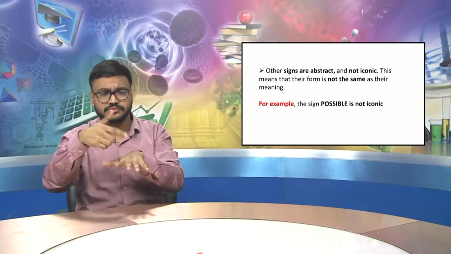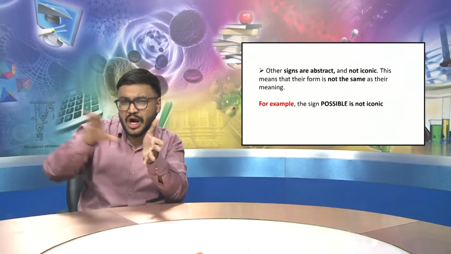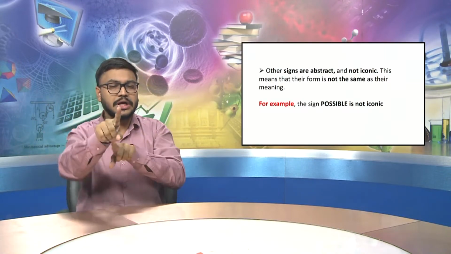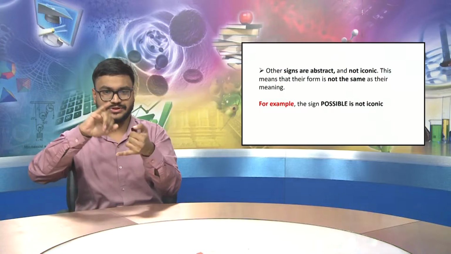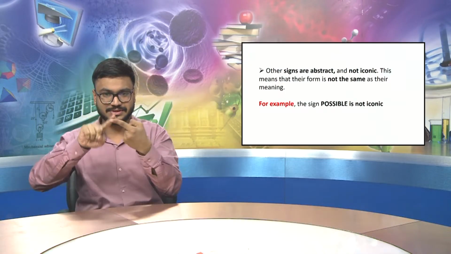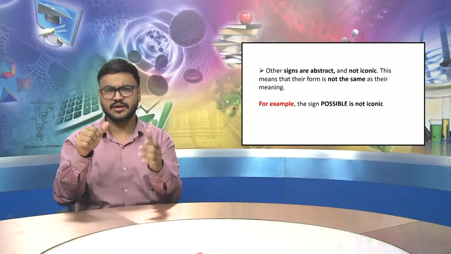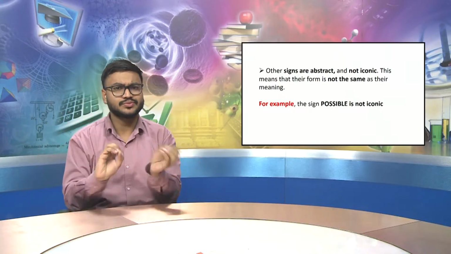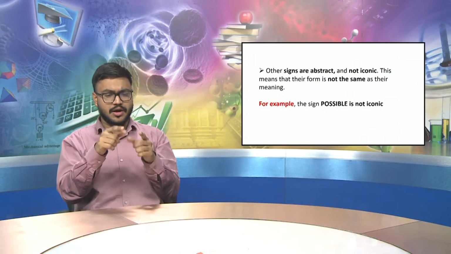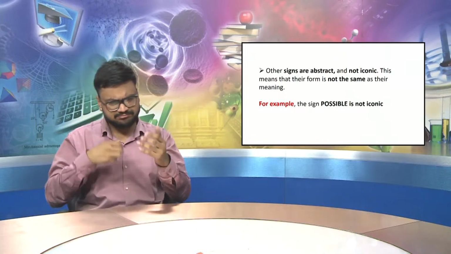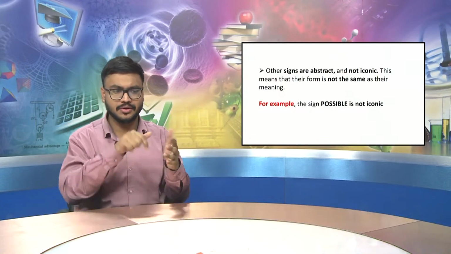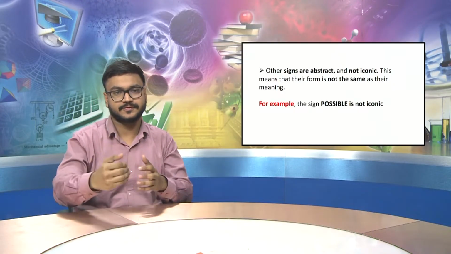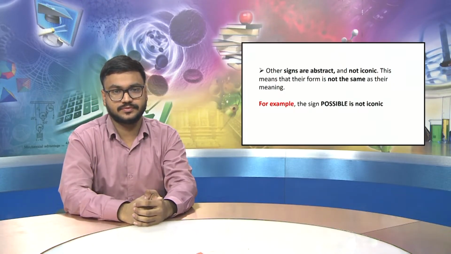Other signs are abstract and not iconic. This means that their form is not the same as their meaning. For example, the sign of possible is not iconic. For example, I work very hard. In this, possible is a non-iconic sign.